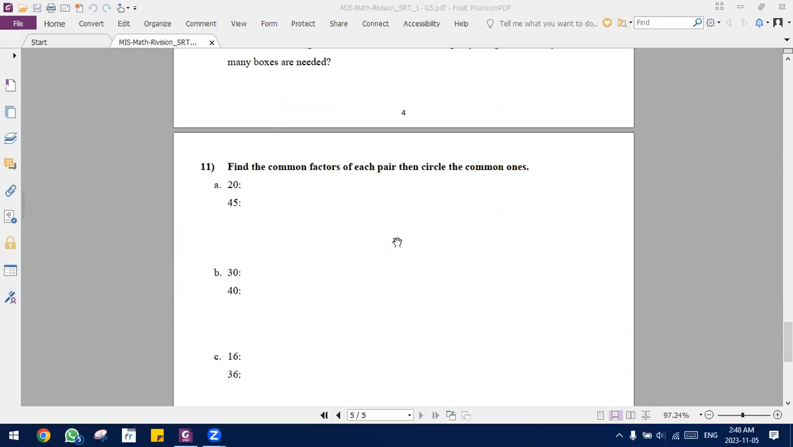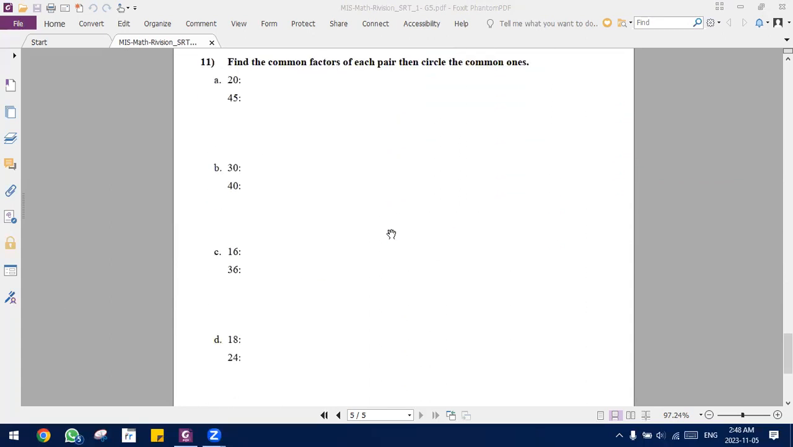Then, last question. Find the common factors of each pair, then circle the common ones. So, common factor has 2 different ways to understand it. Common factor is we write all the numbers that divide the value. For example, the first value we have 20. So what are all the values that we can divide 20 by? Or if it's divisible by it.